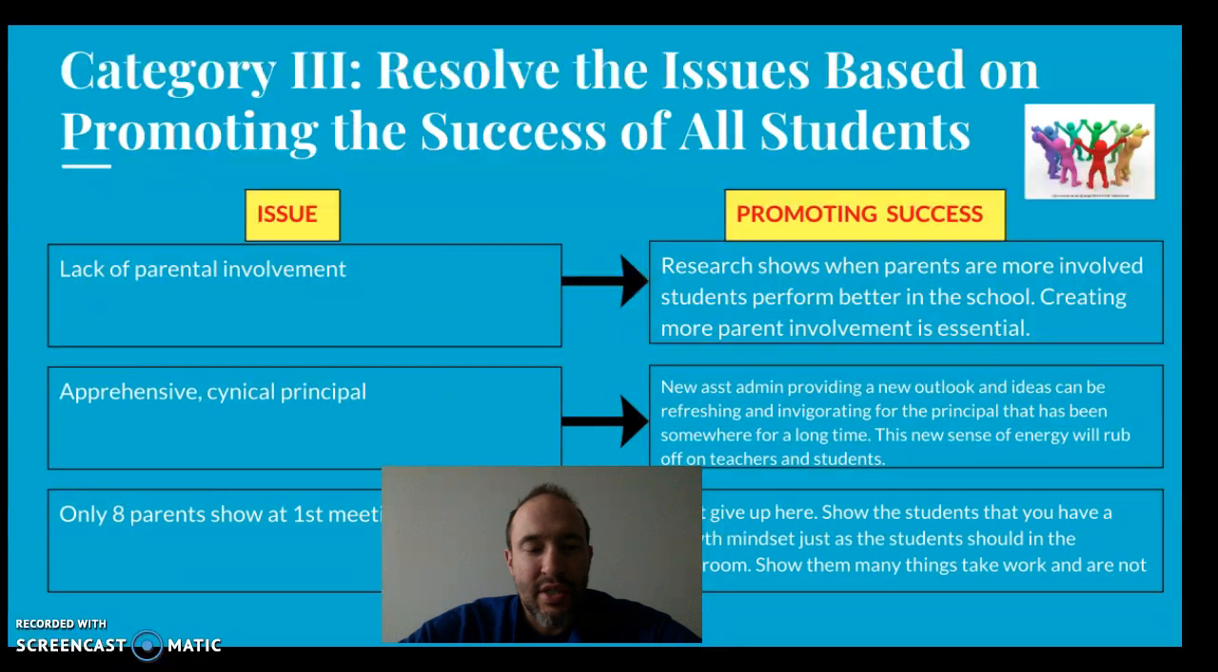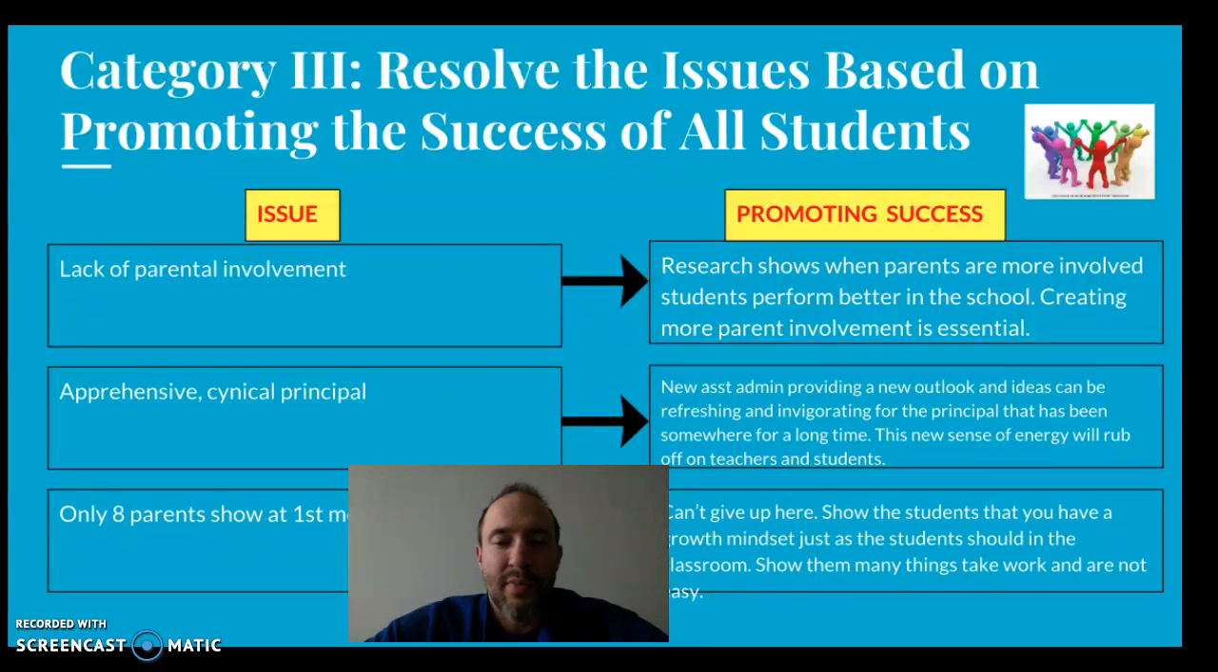And then the last issue on this slide is only 8 parents showing up at the first meeting, and this could be pretty disappointing. But you can't give up here. You've got to figure out new ways to communicate. You've got to go out and recruit. You've got to show students that you're not going to give up, that you have a growth mindset, that you're going to keep working hard to make this thing work because you know what's best for the students. And some students will notice that, and they'll start to notice change as parents get more involved.